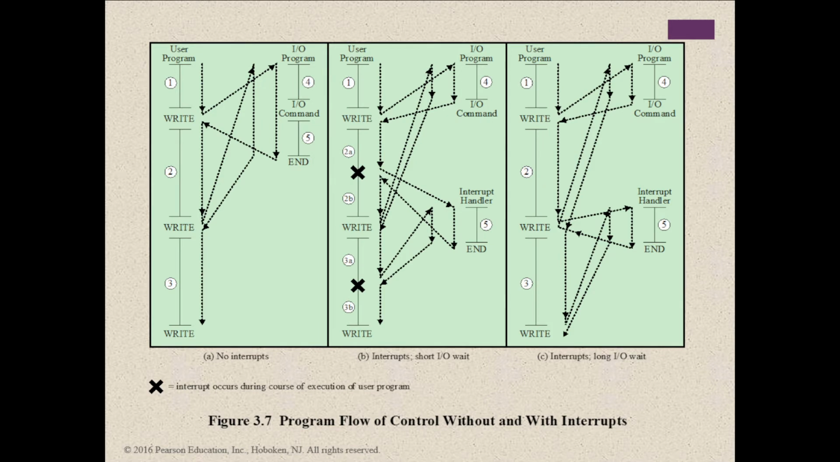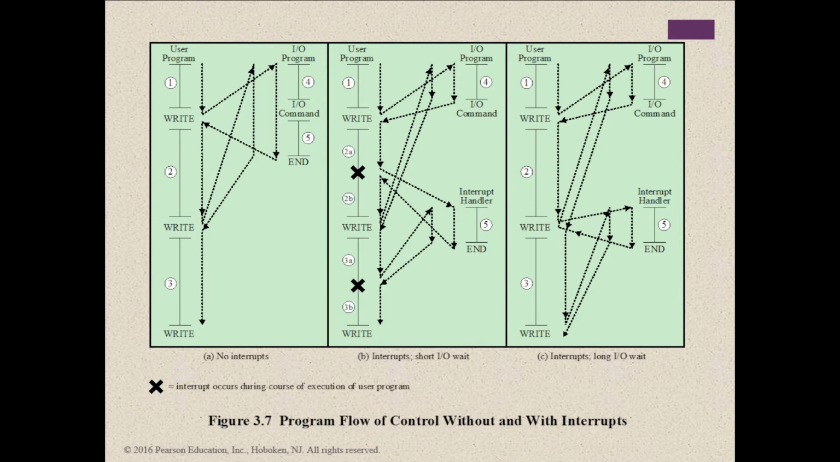So for 3.7a, this illustrates the state of affairs. The user program performs a series of write calls interleaved with processing. The code segments 1, 2, 3 refer to the sequences of instructions that do not involve input-output. The write calls are to an I/O program that is a system utility and that will perform the actual I/O operation. The I/O program consists of three sections.